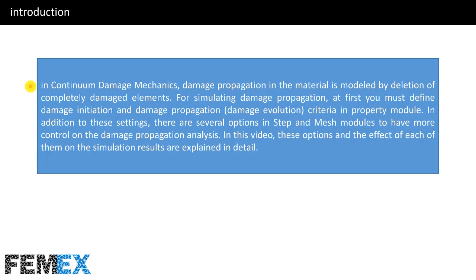In this video, these options and the effect of each of them on the simulation results are explained in detail. Actually, for having element deletion in the simulation results, you must define damage initiation and damage propagation criteria in the property module. Then there are the other settings in the step and mesh modules. In this video, I will talk about these settings. They have a direct effect on the simulation results and the element deletion.